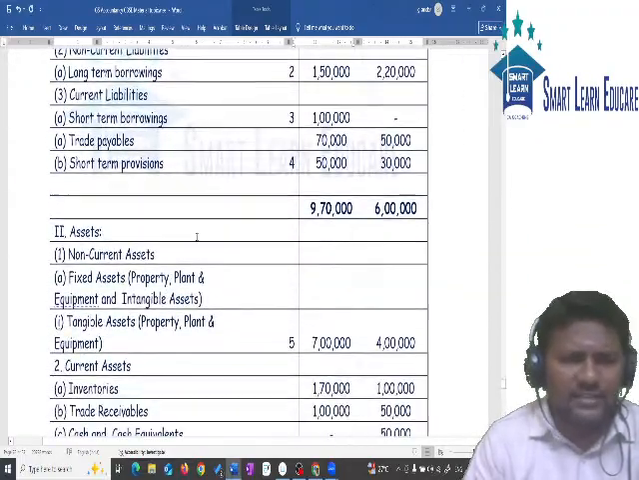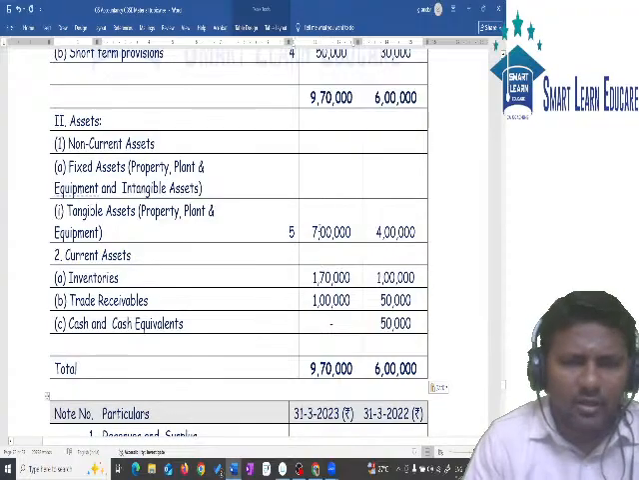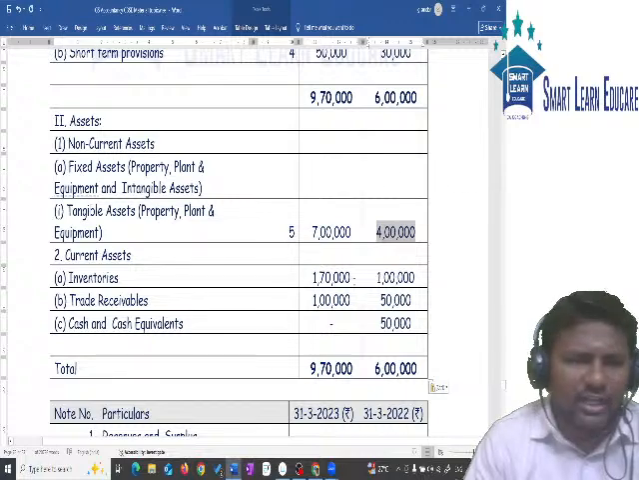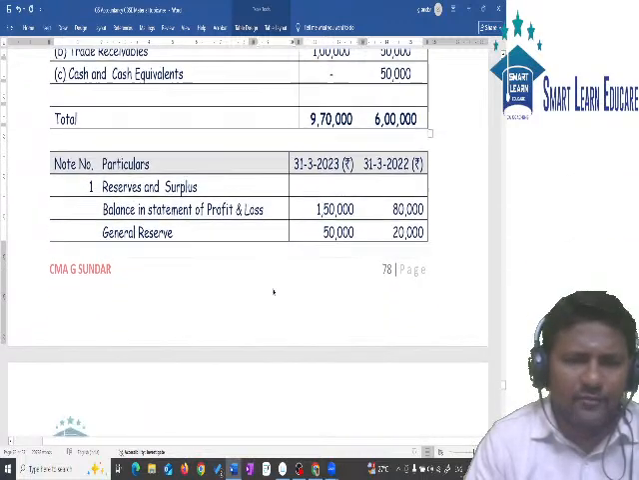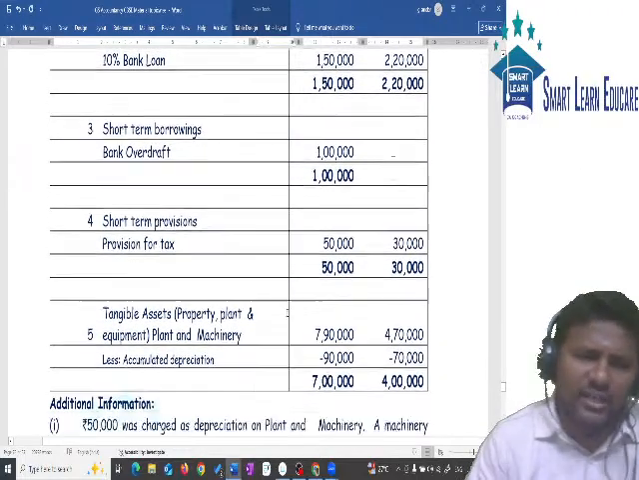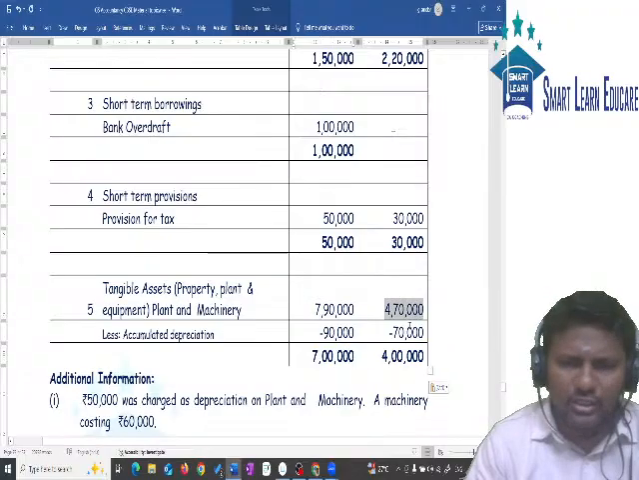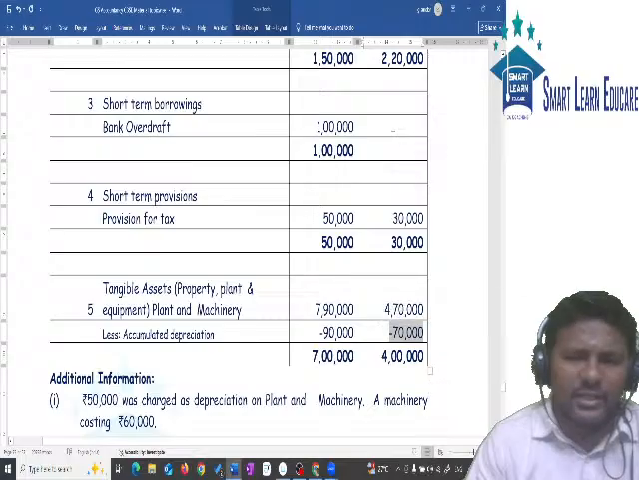Investing activity, so asset side related things they are asking. PPE we have 7 lakh and 4 lakh and 7 lakh. Do you have accumulated depreciation? Note number 5 they are saying. Yes, we have accumulated depreciation. So opening balance of asset is given, closing balance of asset is given. Also we have accumulated depreciation, opening balance and closing balance.